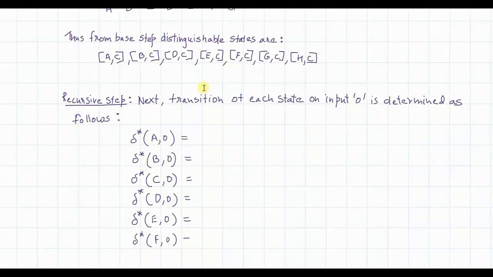Now one thing I forgot to tell you: the state C is already a final state, so we don't find the extended transition for a final state. We will not find the extended transition function for the final state.